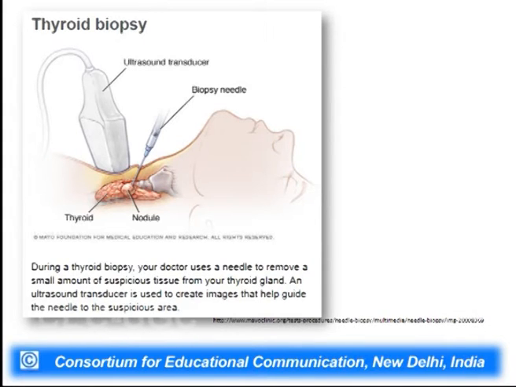So, the ultrasound helps the doctor to properly insert the needle into the thyroid gland, because the thyroid is a very small gland present in the throat region. So the needle has to be properly inserted so that the cells from the proper suspected regions can be collected. The ultrasound transducer is generally used to create an image that helps the doctor put the needle into the suspicious area.